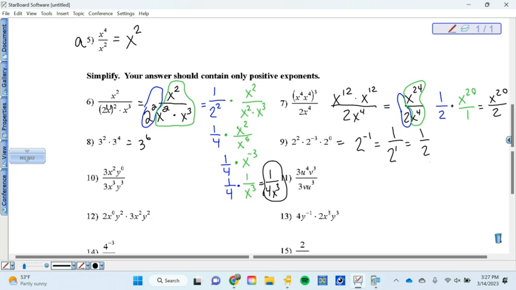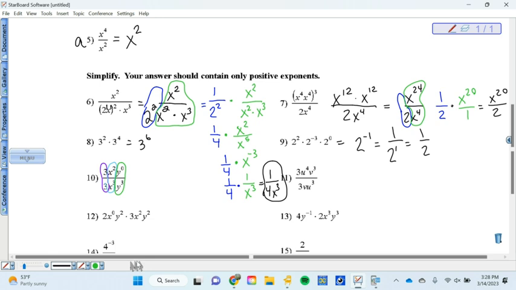Okay, so number 10, this is what I'm talking about, breaking it up into little chunks. We've got 3 bases in number 10. What are my 3 bases? 3, x, and y. Perfect. So I have 3 over 3, I have x squared over x cubed, and I have y to the 0 over y cubed. I'm going to break it up into 3 little fractions, so it's really easy.